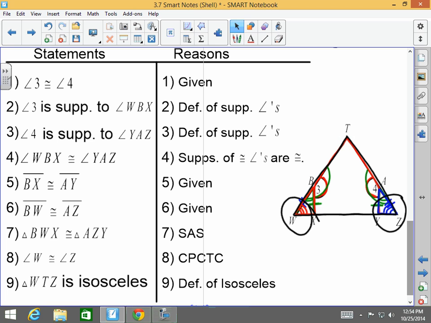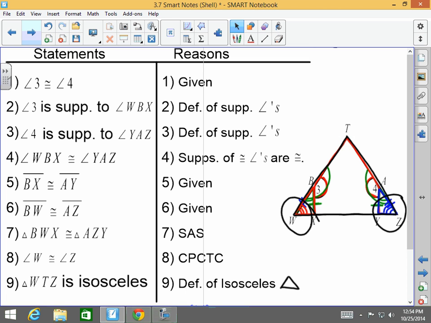Okay, I should have added a little triangle here. I apologize. And why? Because an isosceles triangle has base angles that are equal, which we have proven. Okay, hopefully that made sense to you as well.